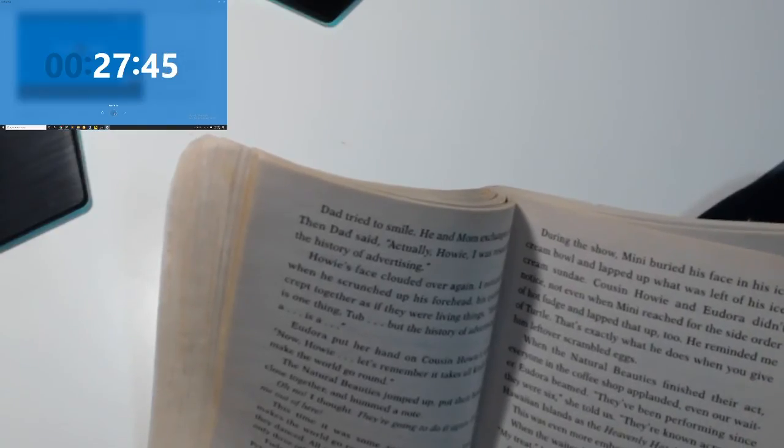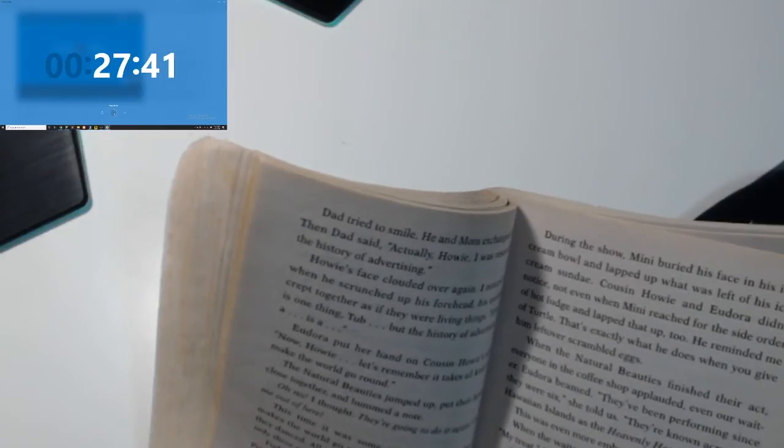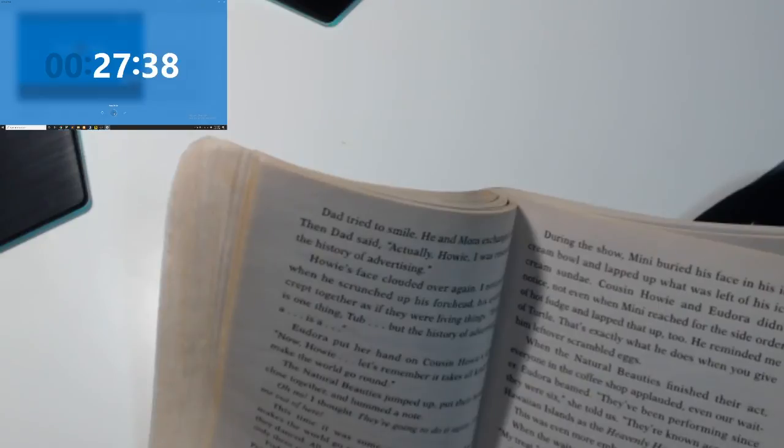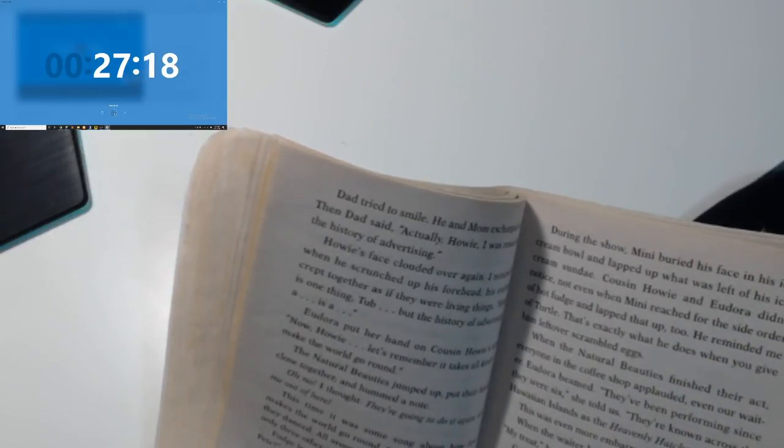When the natural beauties finished their act, everyone in the coffee shop applauded. Even our waiter, Aldra, beamed. "They've been performing since they were six," she told us. "They are known across the Hawaii Island as the Heavenly Hatchers." This was even more embarrassing than I thought.